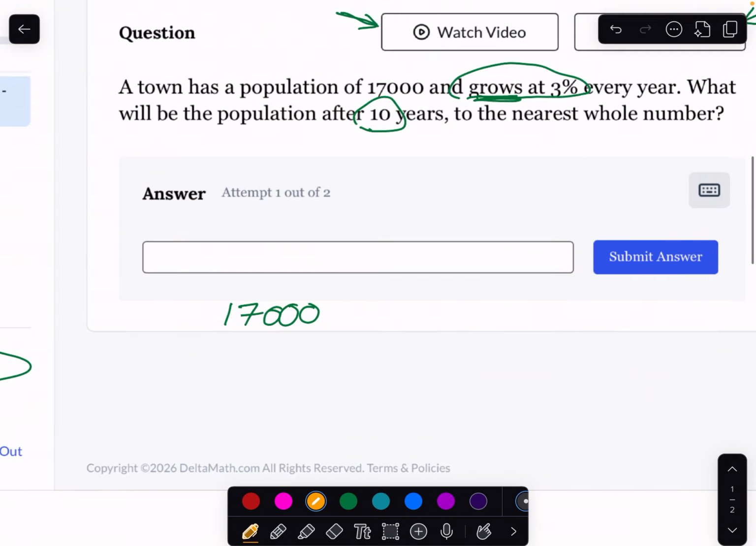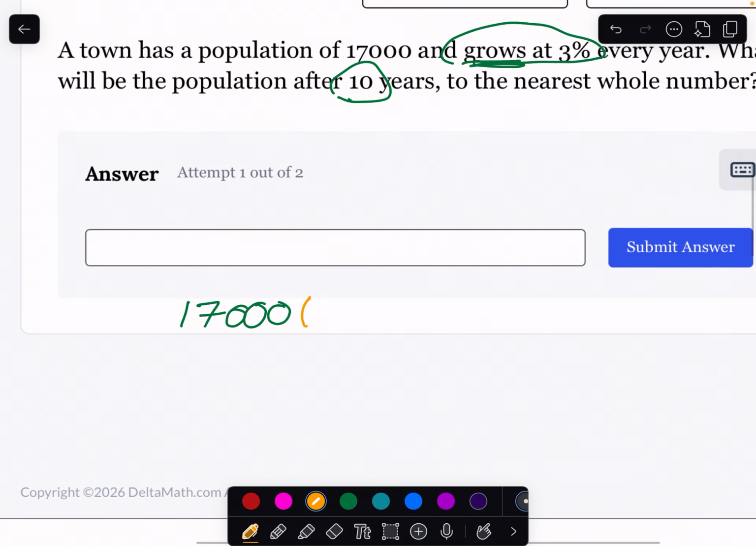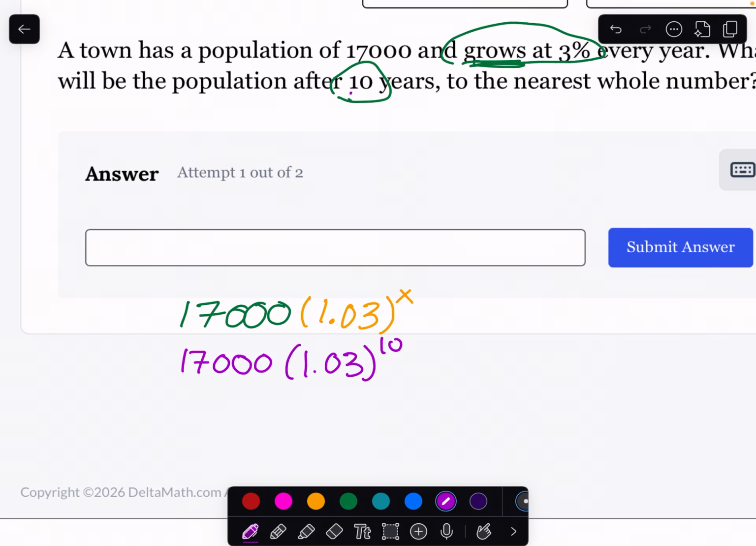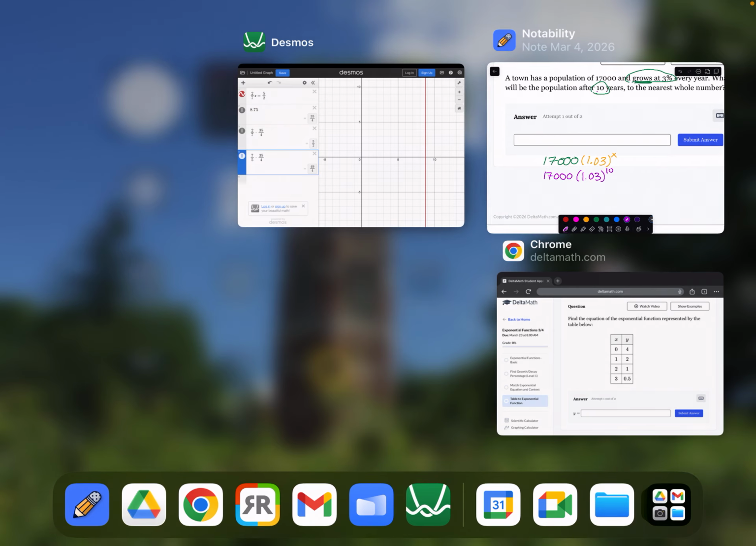So 17,000 multiplied by 1.03 to the power of x would be the generic formula, but we want it for this one for 10 years. The x is often time. So 17,000 times 1.03 to the power of 10 is what we'd want to calculate. And we can do it.